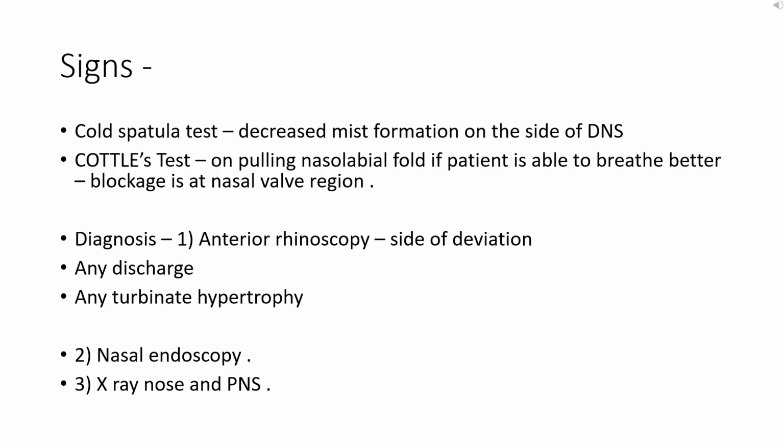What are the other modalities of diagnosis? We can do anterior rhinoscopy also with the help of nasal speculum. In this, we will see what is the side of deviation, is there any discharge present in the nasal cavity, and is there any kind of turbinate hypertrophy present. We can also do a nasal endoscopy, and we can order X-ray nose and paranasal sinuses also to see the condition of sinuses and deviation of nasal septum.